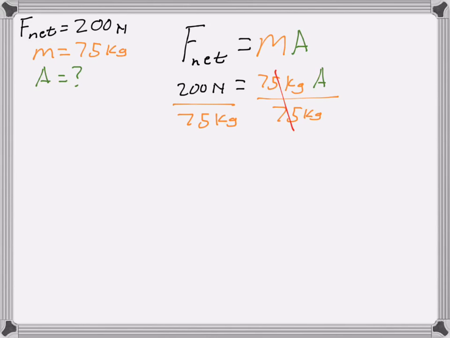These two 75 kilograms then cancel out, which means I have acceleration equals 200 newtons divided by 75 kilograms. And when you put that into the calculator, you get about 2.66. What's the unit for that? Meters per second squared. We're always dealing with acceleration in meters per second squared. So now we know our acceleration.